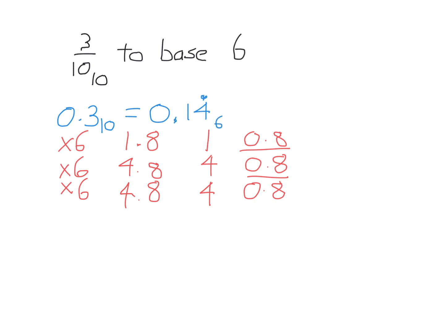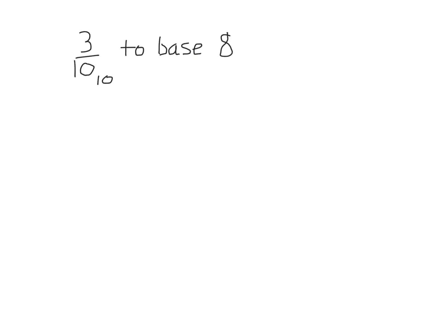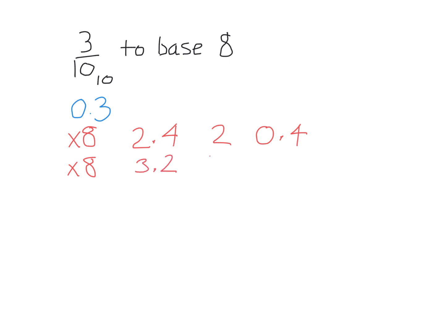All right, let's look at one more example. So now we're going to convert 3 over 10, which is 0.3, from base 10 to base 8. So this time we will multiply by 8. So 0.3 times 8 is 2.4. We take away the integer part and we're left with 0.4. Now I times that by 8. So 0.4 times 8 is 3.2. Take away the integer part, I'm left with 0.2. So now I multiply what's left over, the 0.2, by 8.